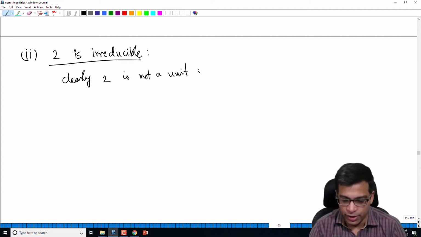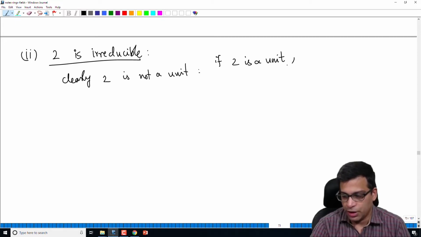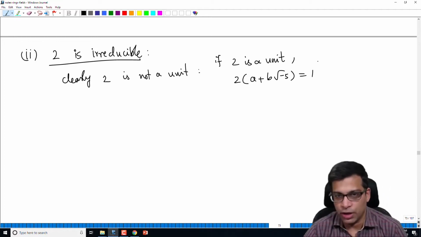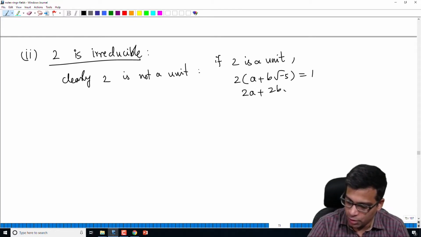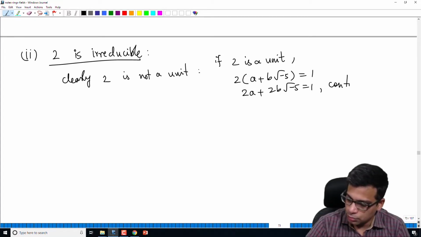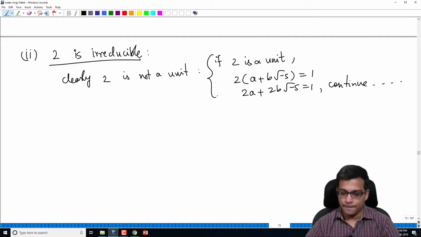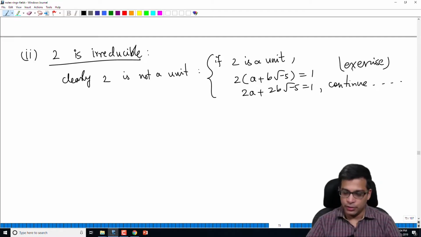This is actually very easy and I should leave this as an exercise for you to check the details. But suppose 2 is a unit. What does this mean? Unit, remember, means it has a multiplicative inverse. So 2 times a plus b times root minus 5 will be equal to 1, because 1 is the multiplicative identity element. But if this happens, you have 2a plus 2b, and you continue like this to get a contradiction. So this is an exercise for you. It's a very simple exercise, but I will leave this for you to do.